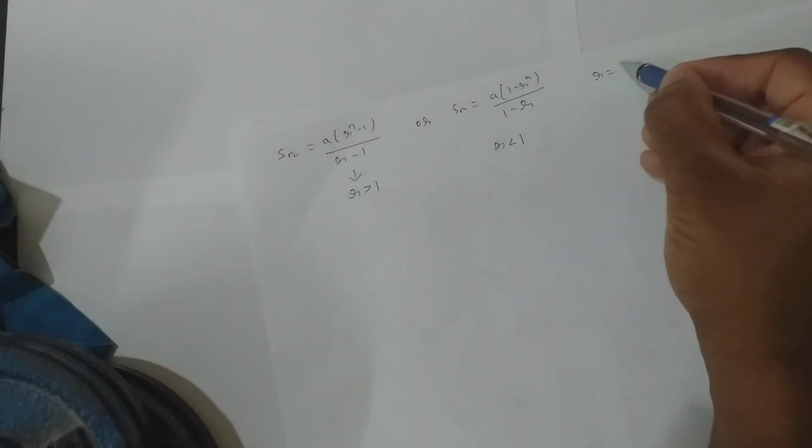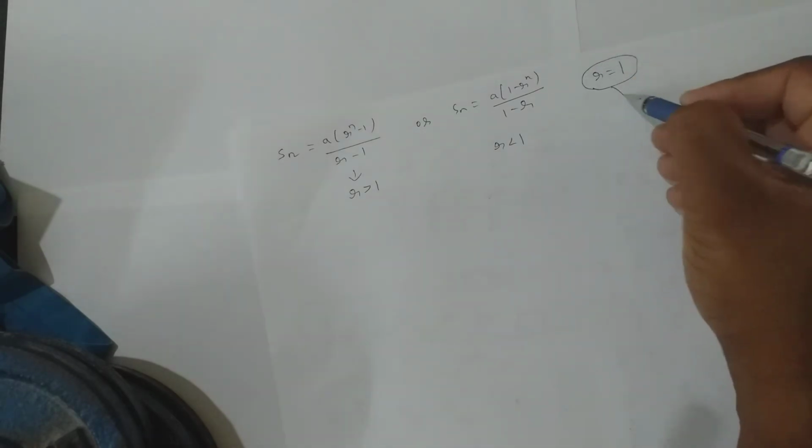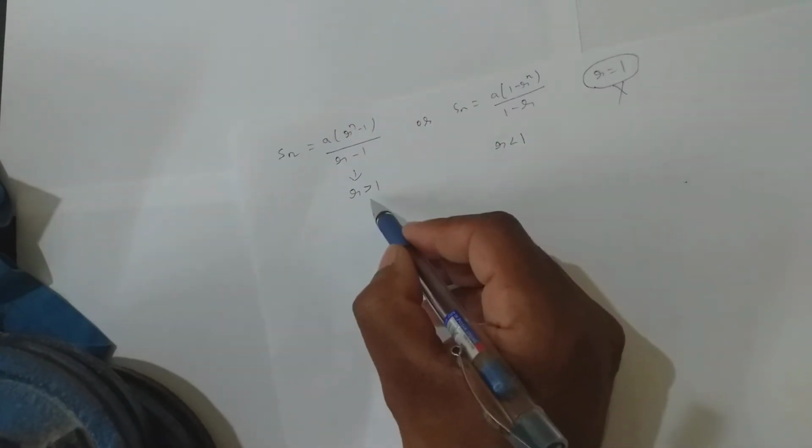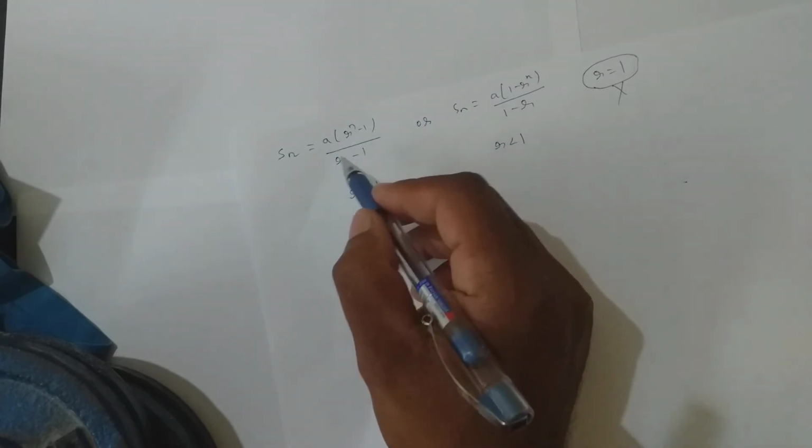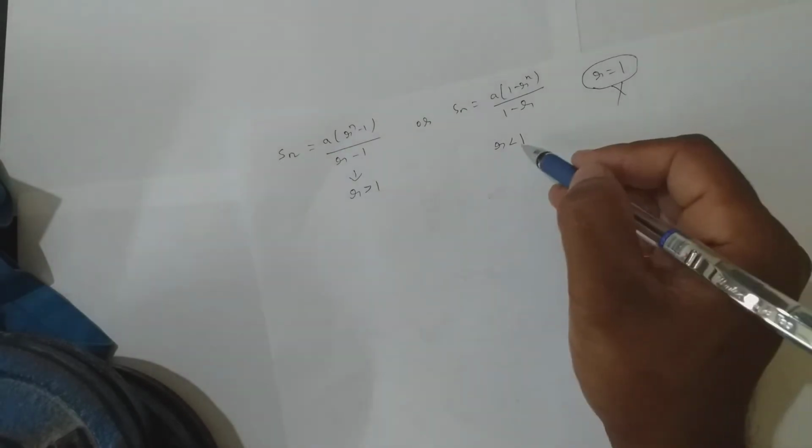If r equal to 1, that series is not considered to be in GP at all, so this condition does not come. So if it is less than 1, use this one. Now if it is greater than 1, this formula for Sn should be used. If it is less than 1, this formula. Are we clear with the Sn formula?